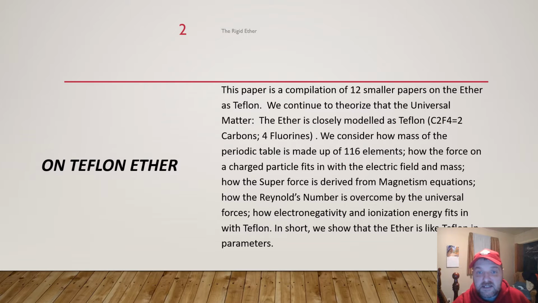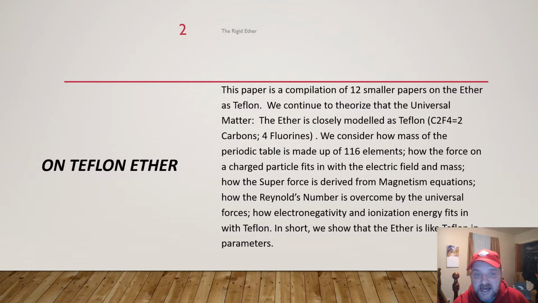This paper was compiled from 12 smaller papers that I've written on the ether. They're all brought together under one paper under a journal by the name of NESSA, N-E-S-S-A, and the reference to that is at the end of this paper. So we continue to theorize that the universal matter, the ether, is closely modeled as Teflon, which is C2F4, equals 2 carbons and 4 fluorines.